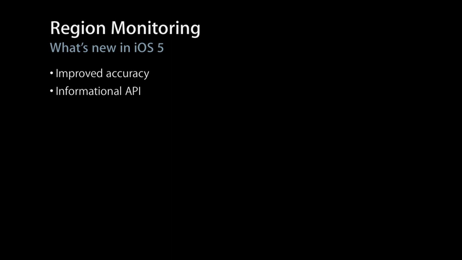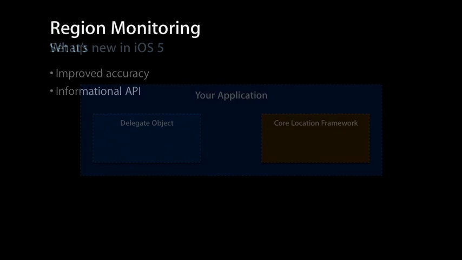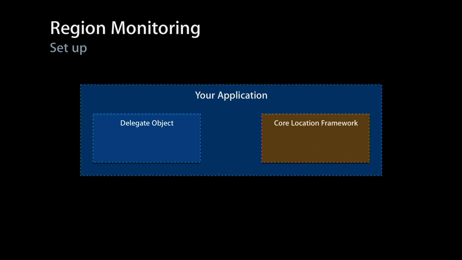So let's jump right into setting up regions or geofences with region monitoring. As with other location services, you first need to add the Core Location framework to your application. You'll also need to add a delegate object that will receive the delegate callbacks later on. This is usually your app delegate or a view controller.